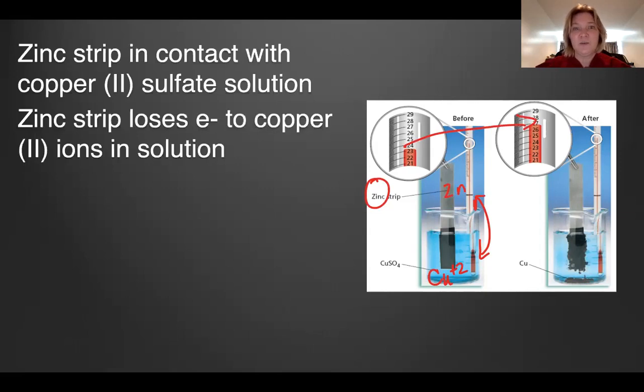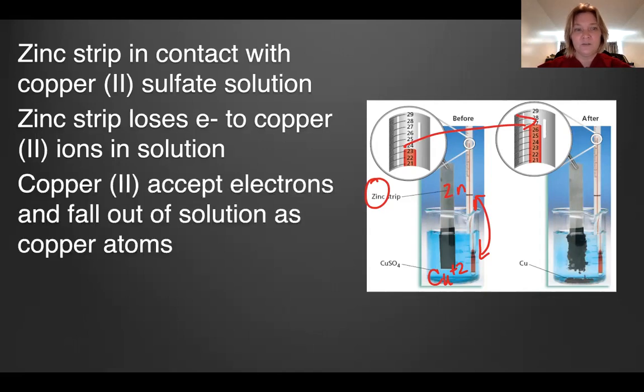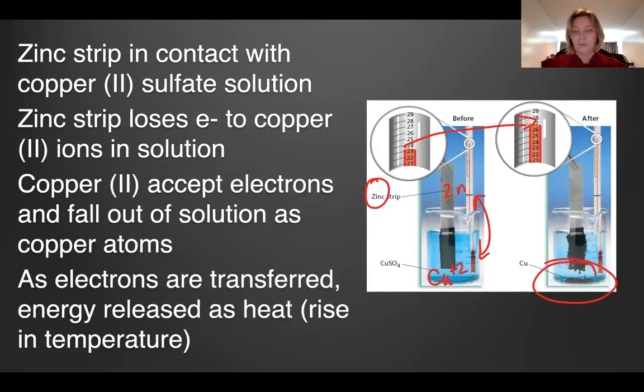The zinc strip is going to lose electrons to the copper 2+ ions that are in solution. The copper 2+ ions accept the electrons from the solid zinc, and they fall out of solution as copper atoms, which you see down here. As the electrons are transferred, energy is released as heat, as indicated by the rise in temperature. This is because they're in direct contact.